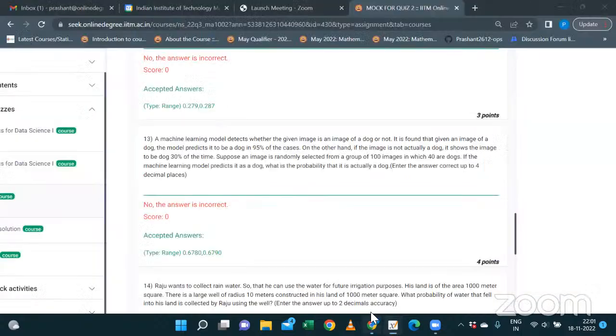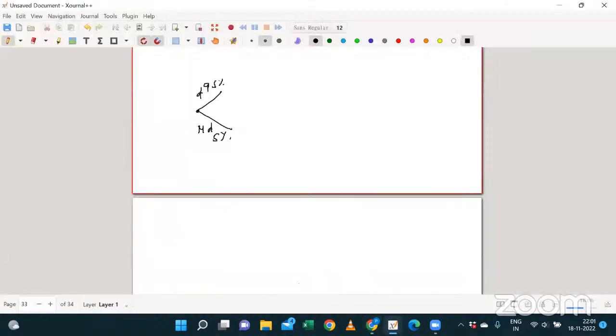So 95%, 5%, correct. On the other hand, if the image is not actually a dog, it shows the image to be a dog 30% of the time. So you have to make another branch for that 30%. You have to make the branches according to what is given to you. Just make the branches for not dog.